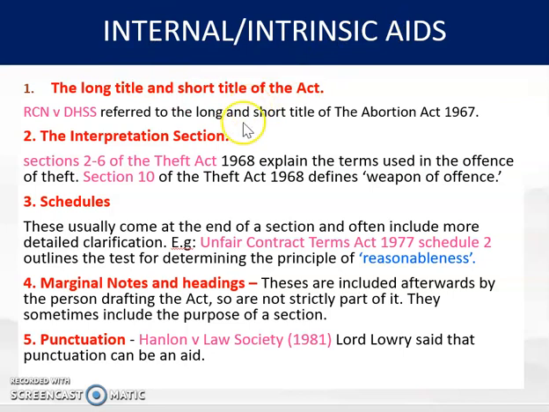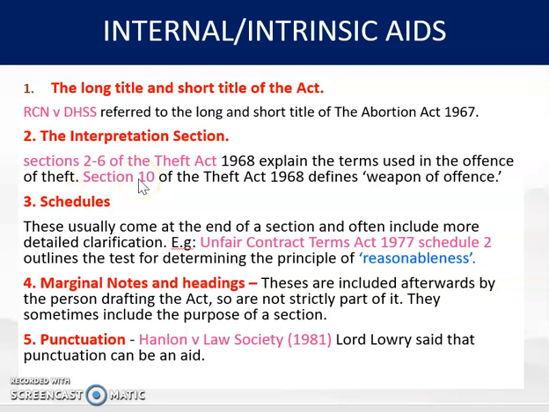Some Acts of Parliament also have interpretation sections. So we've studied the Theft Act when we were looking at criminal law. And if you recall, sections 2 to 6 of the Theft Act explain various terms used in the offence of theft. So, for example, section 2 of the Theft Act tells us situations which are not dishonest. So obviously that helps the judge to understand the meaning of the word dishonesty.